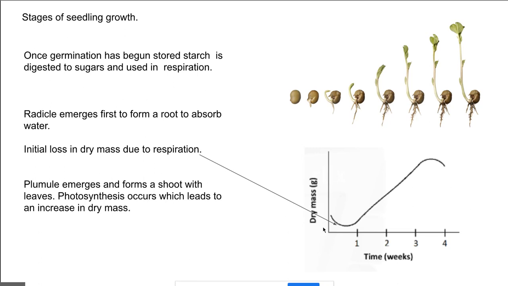So because this is dry mass, initially there's a loss in mass because the stored food in the cotyledon or endosperm is being converted into sugars and being respired. So the food is being used up. It will start to get heavier then because the plant begins to photosynthesize, and it's manufacturing new sugars.